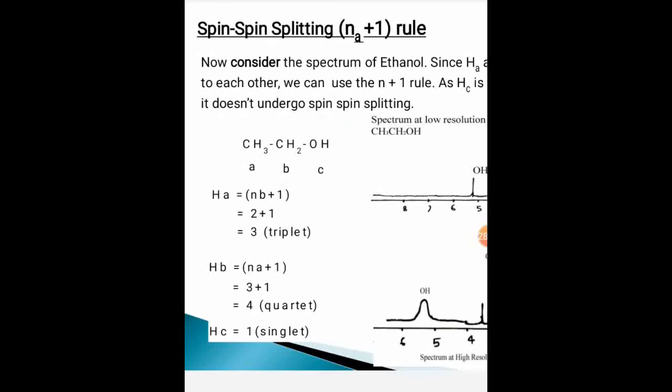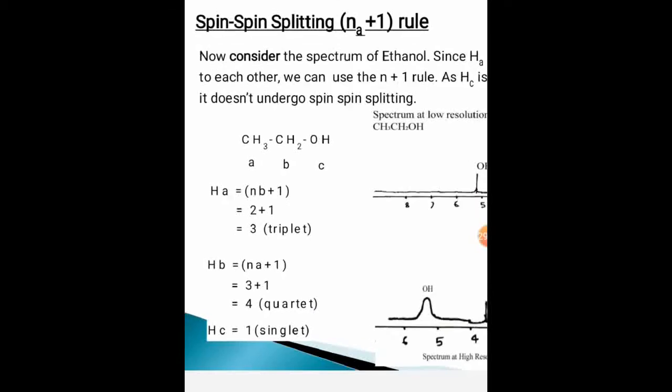Here we are calculating the number of lines for the HA set of protons, that is for the CH3 group. Friends, this CH3 is linked to the neighboring CH2. So Nb plus 1, where Nb is the total number of protons in the B set. The B set has 2 protons, 2 plus 1 equals 3. We get a triplet for HA.